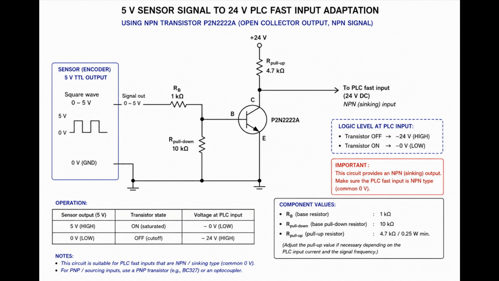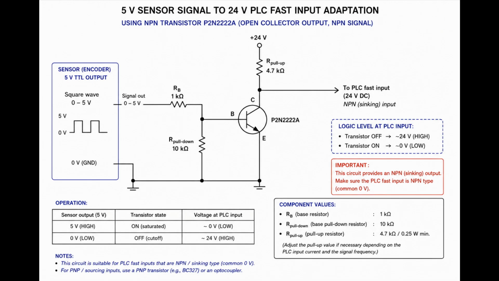When the sensor output is 0 volts, low, transistor operation: no base current flows. The P2N2222A turns off. The collector is disconnected from ground. The collector voltage is now determined by the pull-up resistor. Our pull-up equals 4.7 kiloohms. This resistor is connected between 24 volts and the collector. The pull-up resistor raises the output voltage to 24 volts.